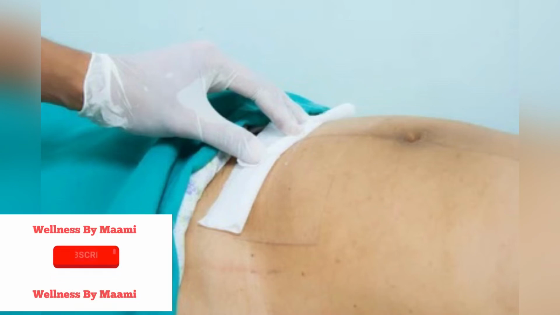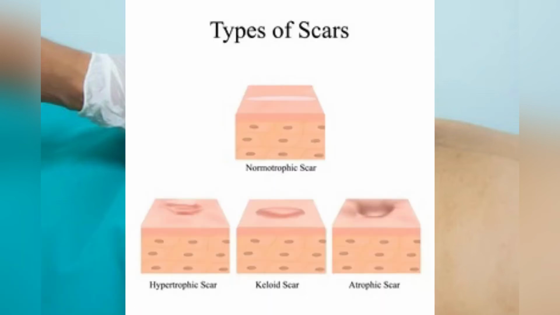If your body kicks into overdrive during the healing process, you may have a thicker scar, known as a hypertrophic scar. This type of scar stays in the exact spot your surgeon originally cut, unlike a keloid scar, which can be thicker and extend beyond the original incision.